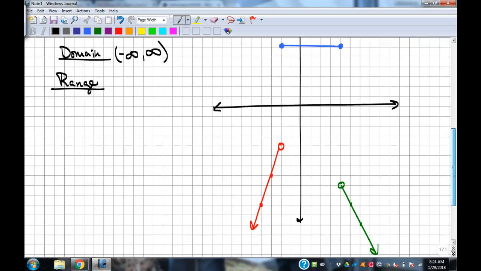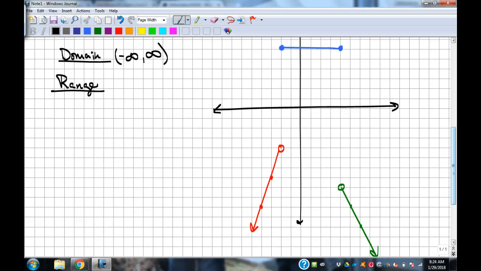If I look at that graph, remember, how do we find range? Which way do we read it? Top to bottom or bottom to top? Bottom to top. Because remember, domain goes from the smallest values to the biggest ones. Range, the smallest values are down here, biggest ones are at the top. So we're going to read bottom to top.